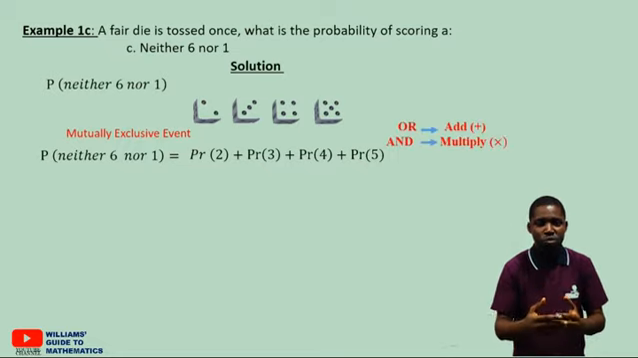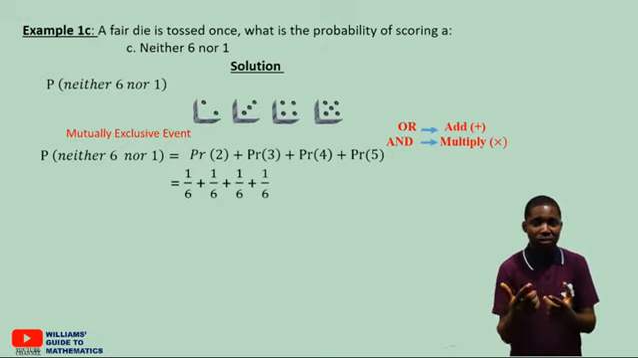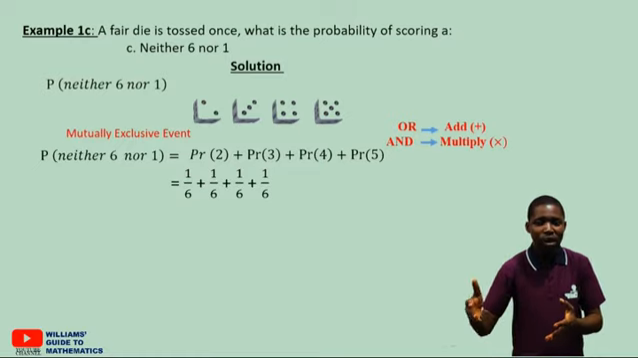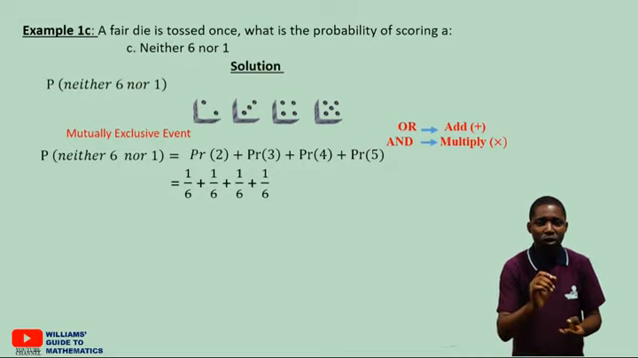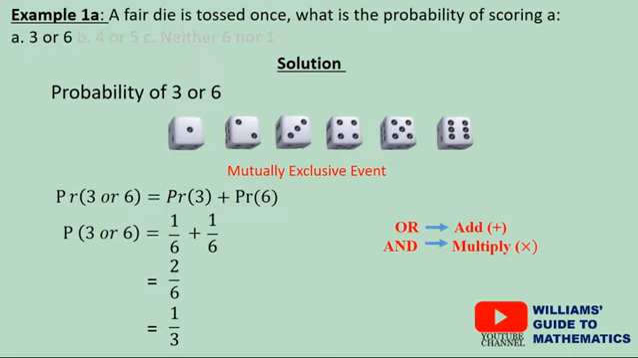So probability of 2, how many 2 do we have in a die? Just 1, that's 1 over 6. Probability of 3, also 1 over 6, we have just 1 3 in a die. Probability of 4, 1 over 6. Probability of getting 5 in a die, we have 1 over 6. Now I have 1 in 4 places, that is 1 plus 1 plus 1 plus 1. That is 4 over 6. If I reduce that, I will have 2 over 3.